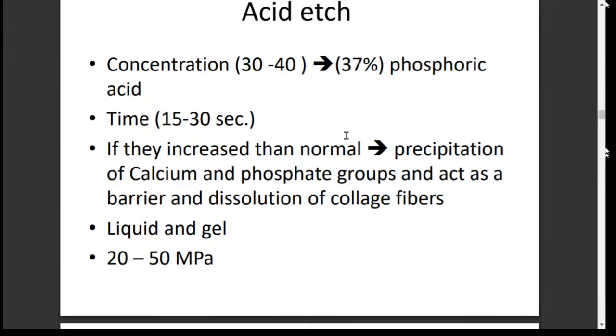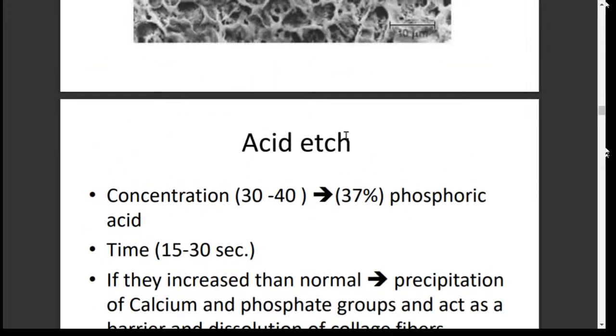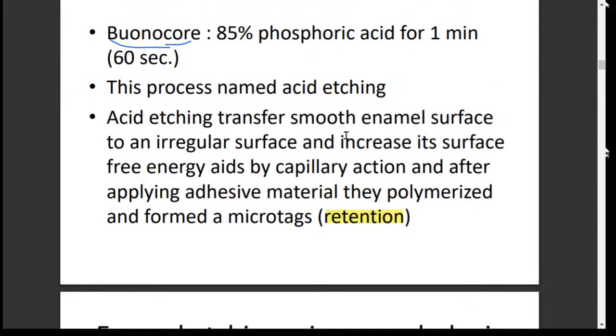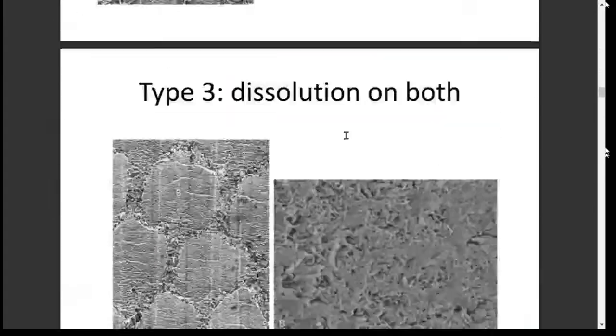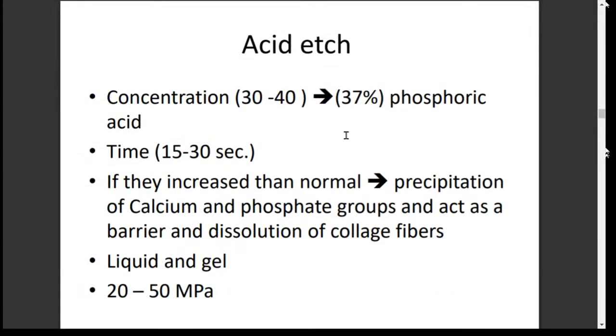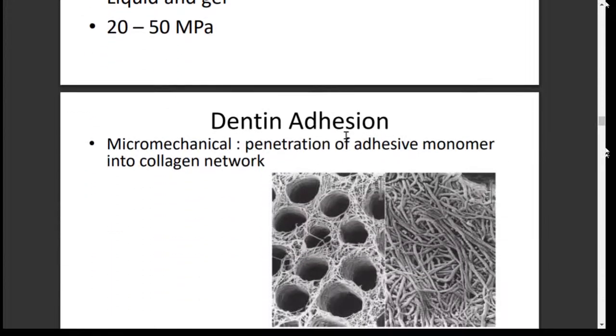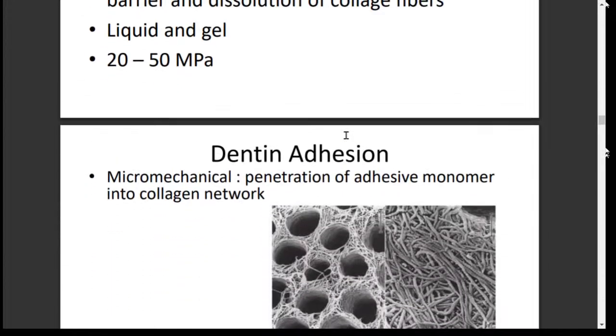The time used is 15 to 30 seconds of etching with phosphoric acid. Here we have 1 minute for Buonocore phosphoric acid, but with this type of phosphoric acid, 37%, which is widely used in dentistry and etching, it is only 30 to 50 seconds, not a minute. If increased more than normal, precipitation of calcium phosphate groups acts as barriers. Provides 50 to 20 megapascal, liquid and gel.